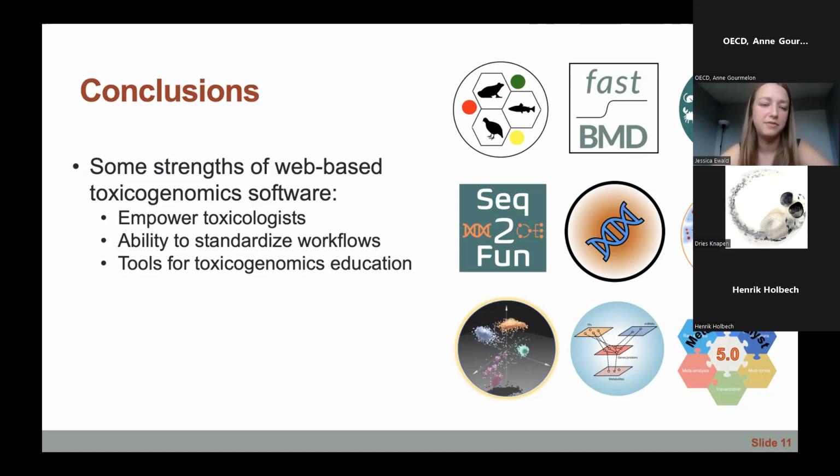And then finally, we've found that these web tools are actually great for toxicogenomics education. Since they're so easy to just pull up on the fly just by going to a web browser, it's a great way to get people who haven't interacted with toxicogenomics data before, whether those are in a regulatory setting or in, for example, an undergraduate toxicology class. You can get people immediately trying out different workflows and playing with the data.